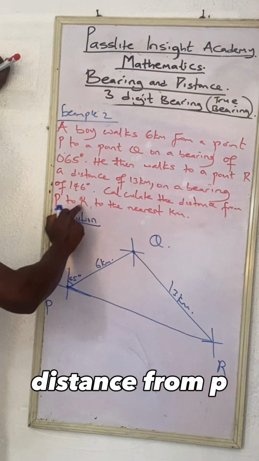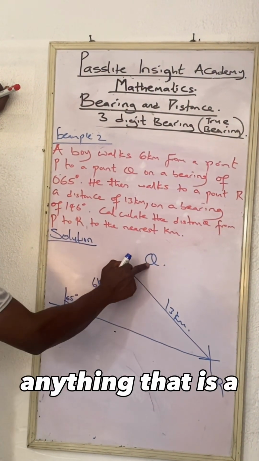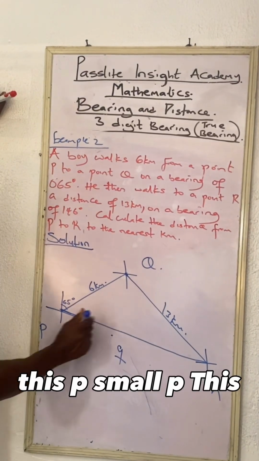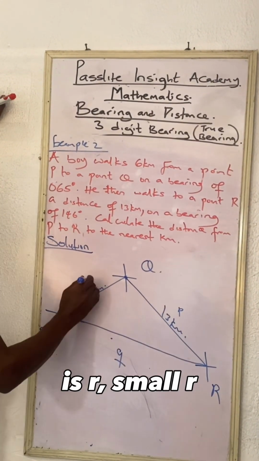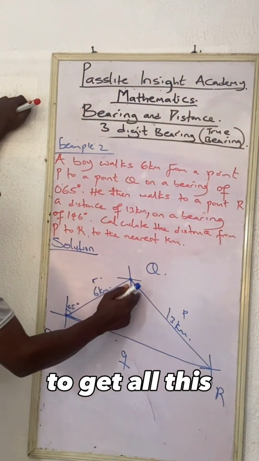Calculate the distance from P to R. From P to R, you don't know, so that is the side we are looking for. This is small q, this is P, small p, and this is R, small r. So let's get all these angles first, so that we can get the answer.